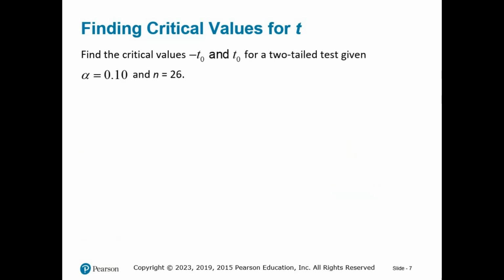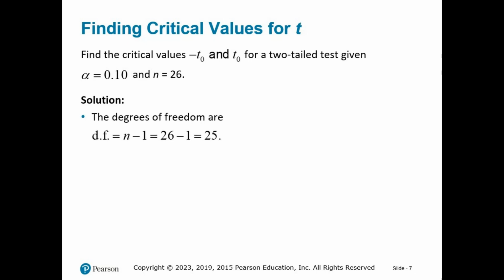Okay, one more. Find the critical values t0 for a two-tailed test given alpha equals 0.10 and n equals 26. Using either the table or the calculator, find these critical values. All right, so the degrees of freedom are 26 minus 1 equals 25. So that is our degrees of freedom. It's a two-tailed test, so our numbers, two of them, are going to be negative and positive. And if we're using the table, we need to look at 0.10. But if we're using the calculator, we need to use 0.05 because we're dealing with just one side.